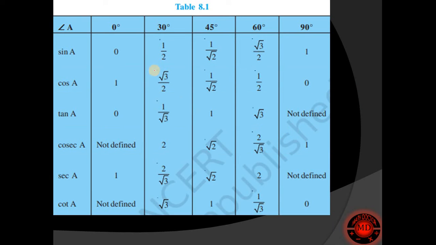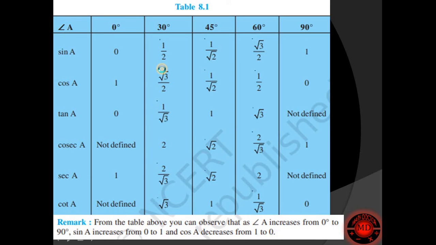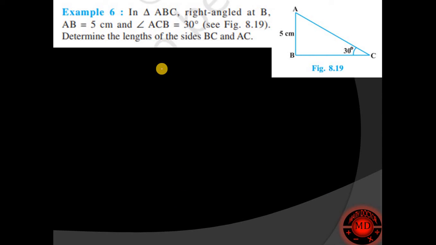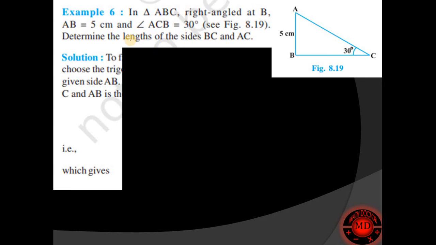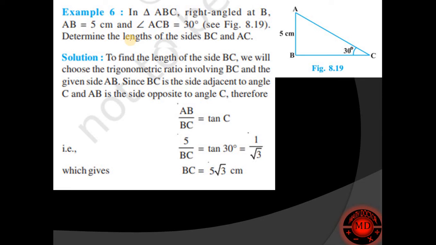That's the idea. So this is the table you have to learn for some specific angles, and just test the idea. So let's begin with an example. Let's suppose we have a triangle ABC, right angled at B. AB is 5 centimeters and angle ACB is 30 degrees, and determine the lengths of the sides BC and AC.